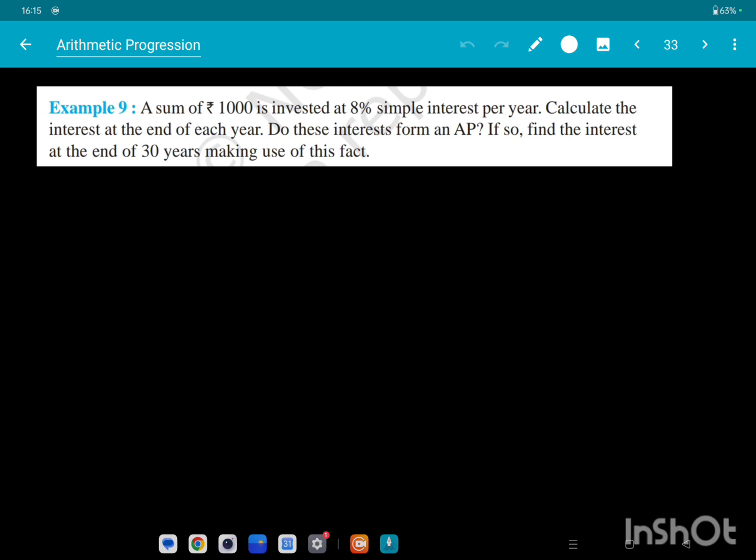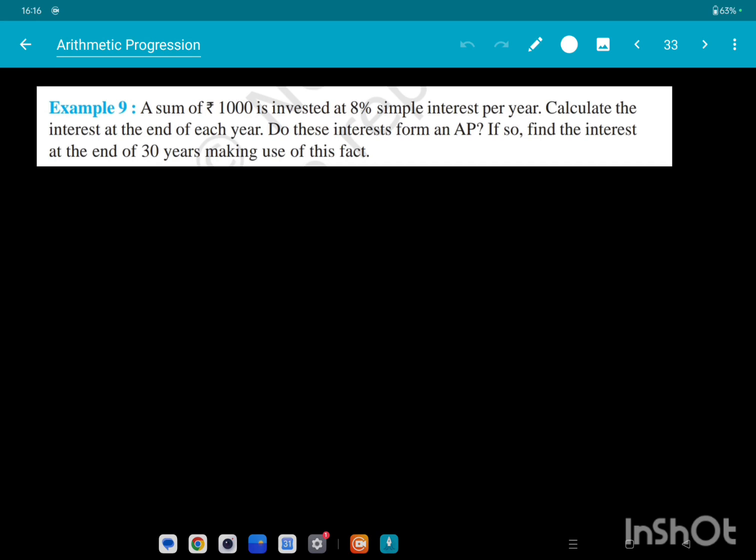Okay. Now the next problem. A sum of 1000 rupees is invested at 8% simple interest per year. Calculate the interest at the end of each year. Do these interests form an AP? If so, find the interest at the end of 30 years making use of this fact.